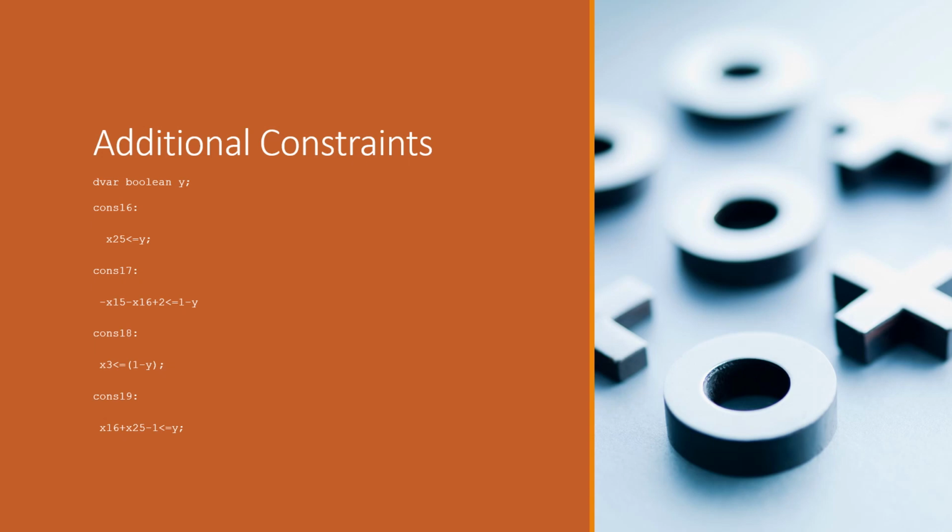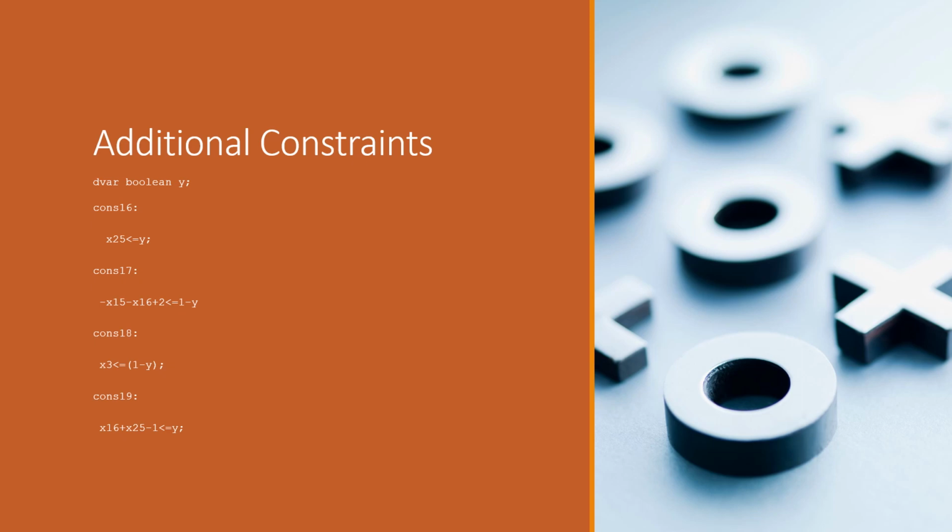So 2 additional constraints were required to add. One being that friend 15 and friend 16 are both hired if and only if friend 25 is hired. That's represented by constraints 16 and 17 listed below. And then there was a constraint that if friend 3 was hired, then only one of 16 and 25 can be hired, represented by constraints 18 and 19 below.